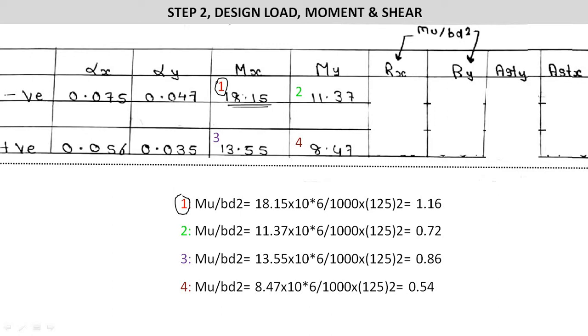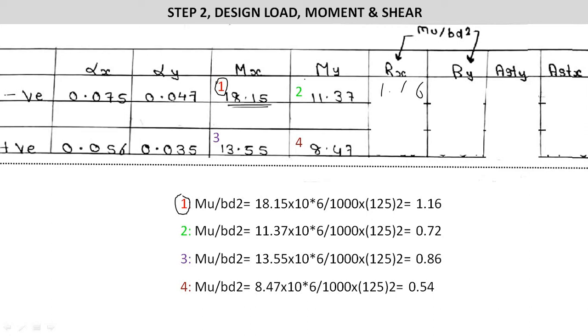So for Mu we will use the value for the first, as shown in red color, 18.15 into 10 raised to 6, divided by b, which means for 1 meter, so we'll convert into mm, so 1000, into depth, which will be the small d, which is 125, whole square. So the value of Mu upon bd square for the first part will be 1.16. So we will write 1.16 over here.